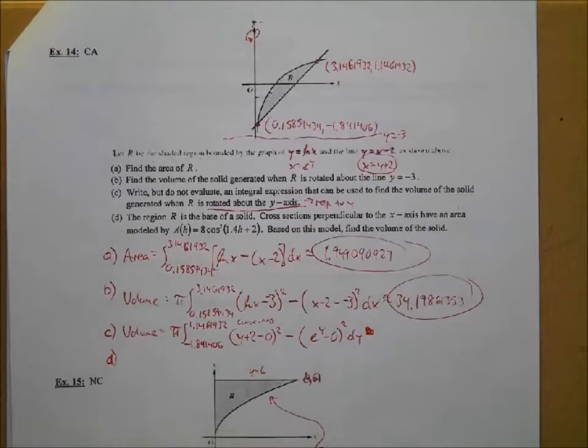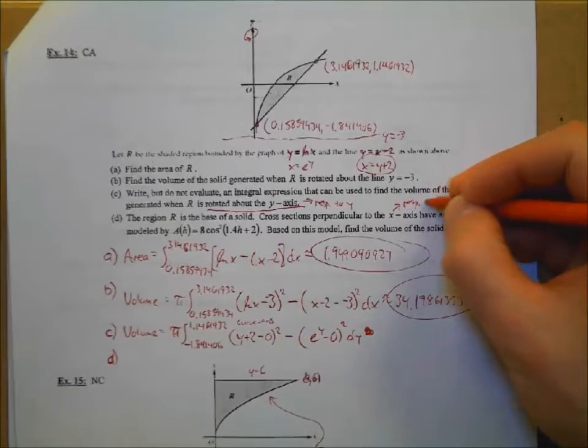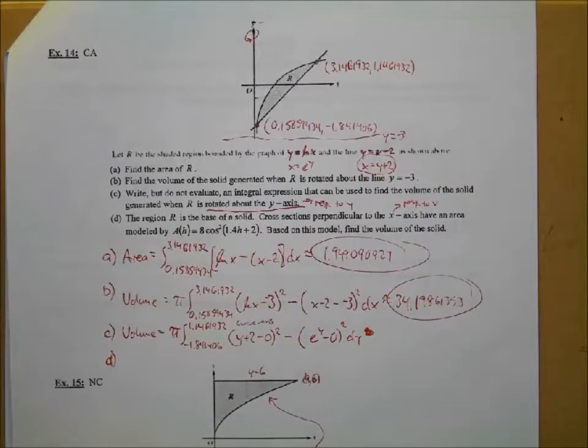All right. So anyway, letter D. The region R is the base of a solid. Cross sections are perpendicular to the x-axis. Perpendicular to x-axis means that we are going to be doing this with respect to x. Cross sections have an area modeled by A of h equals that. Based on this model, find the volume of the solid.